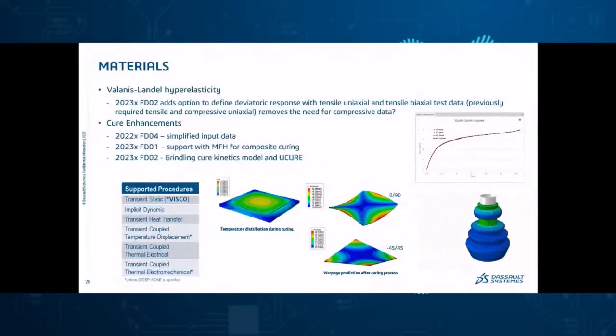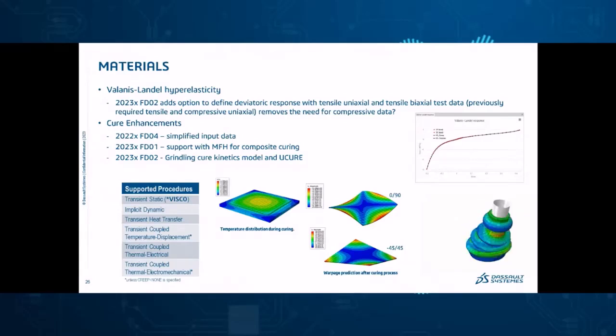If we start with some material updates, the Wallenius-Landau material model, which was introduced in 22x FD01, has been improved from a setup point of view. The material behavior can now be characterized with a tensile test and a biaxial tensile test rather than needing the compression test data. I guess tensile tests are much easier to perform and much more common.